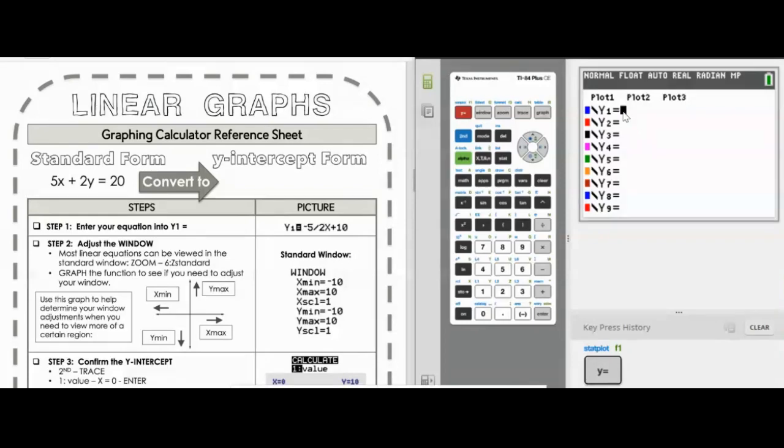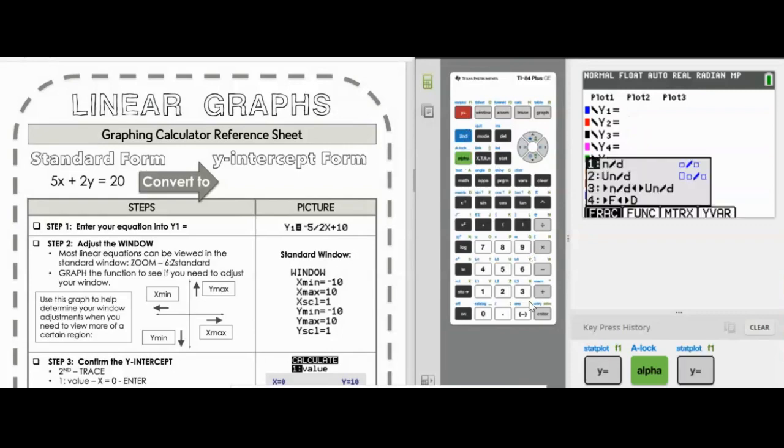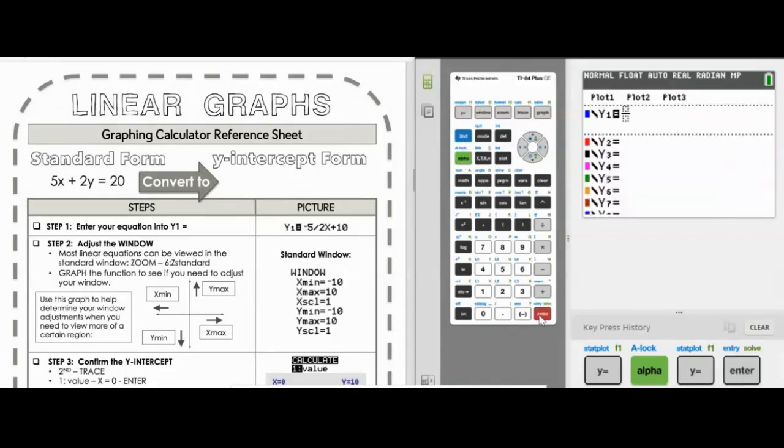If you would like to use the fraction bar, you can access it by pushing the buttons alpha, y equals, enter. Now you can put negative 5 in the numerator. Make sure that you use the negative sign that's at the bottom of the calculator. Use the down arrow to go to the denominator where you can enter 2, and then use the right arrow to get out of the fraction so that you can enter x plus 10.